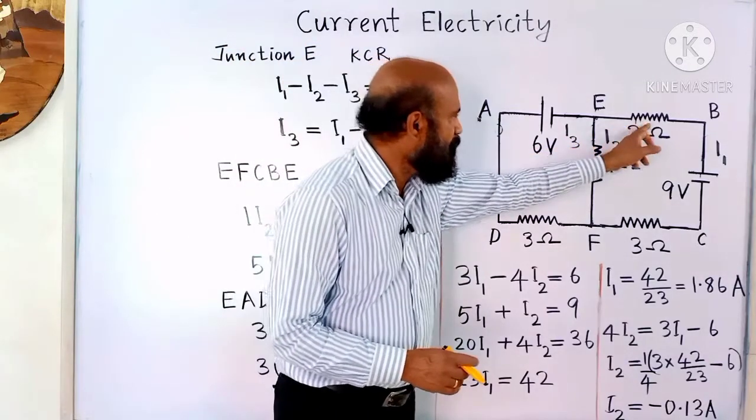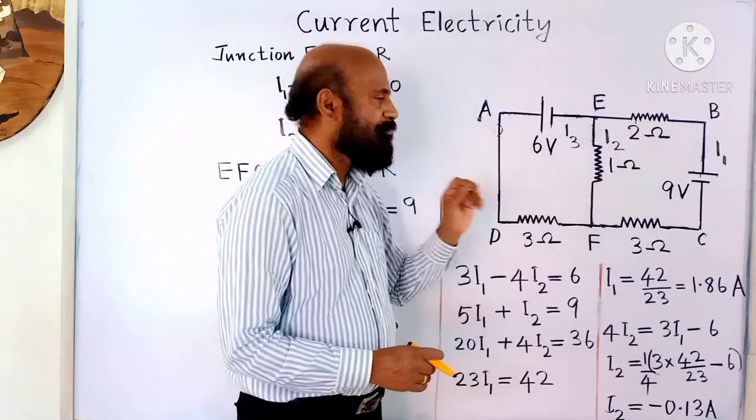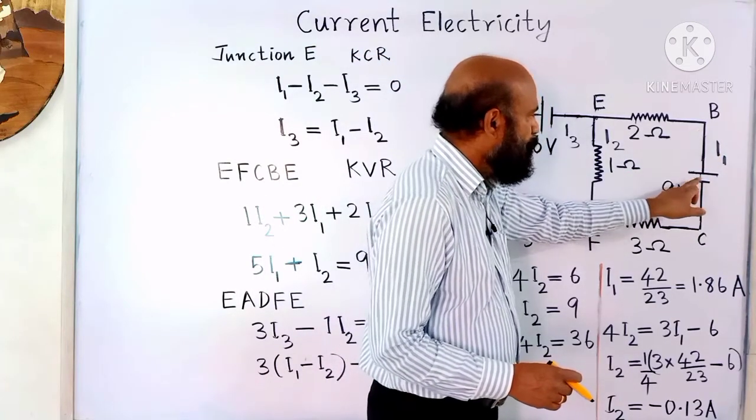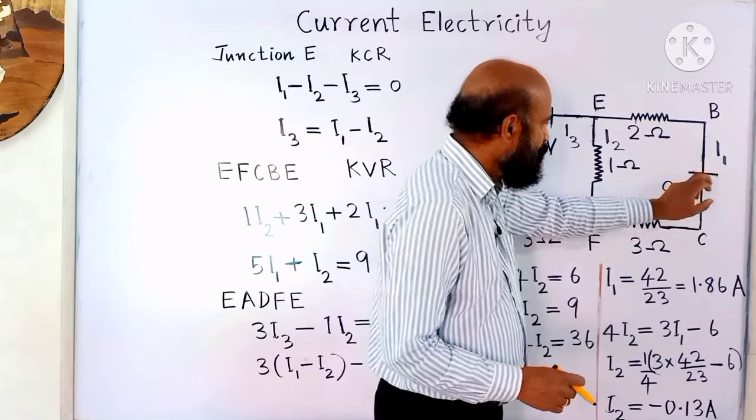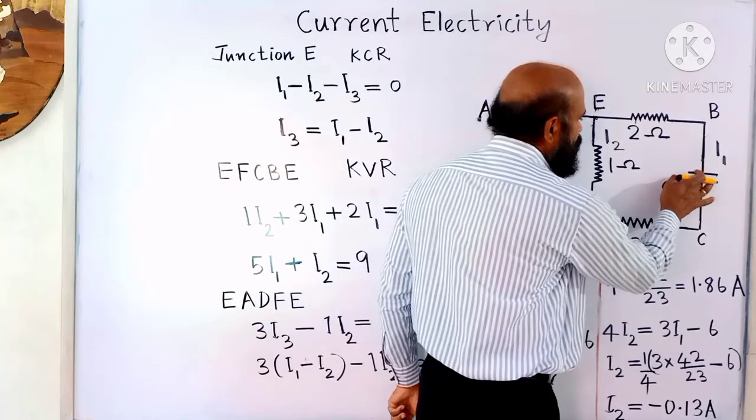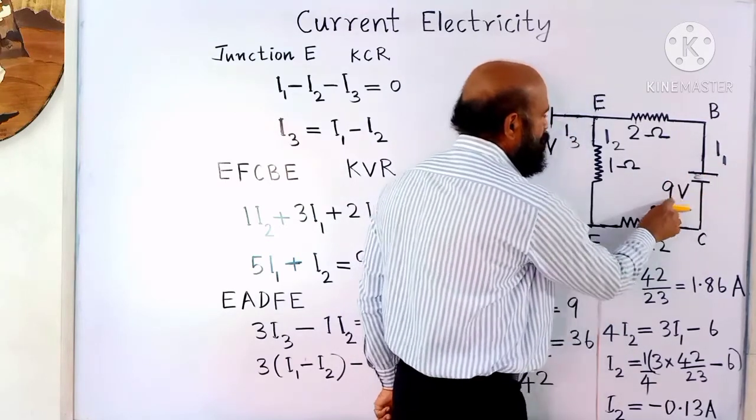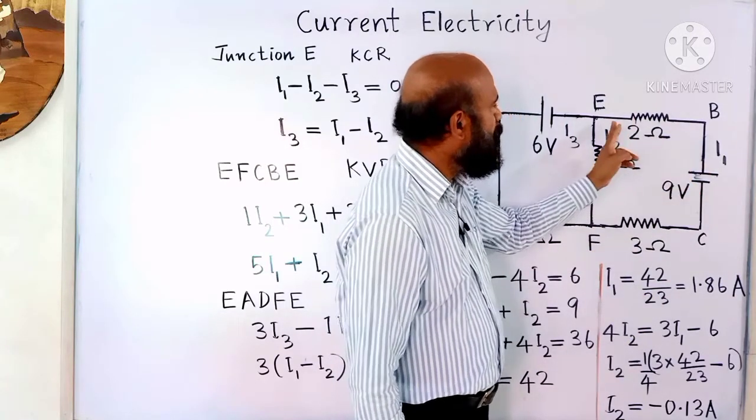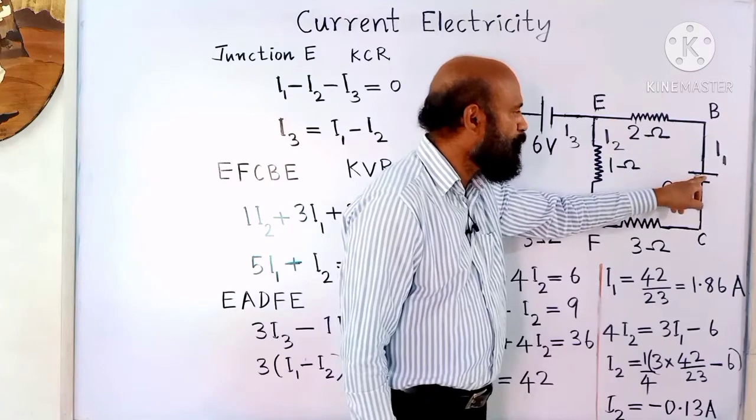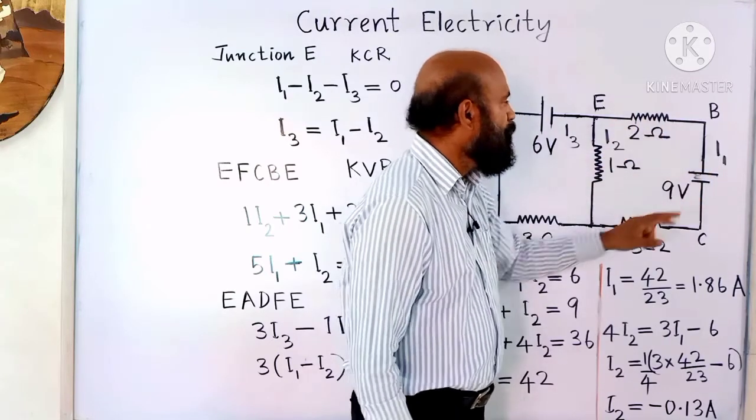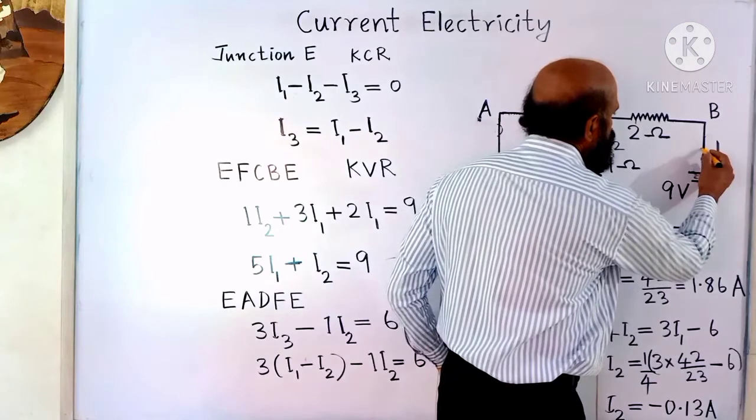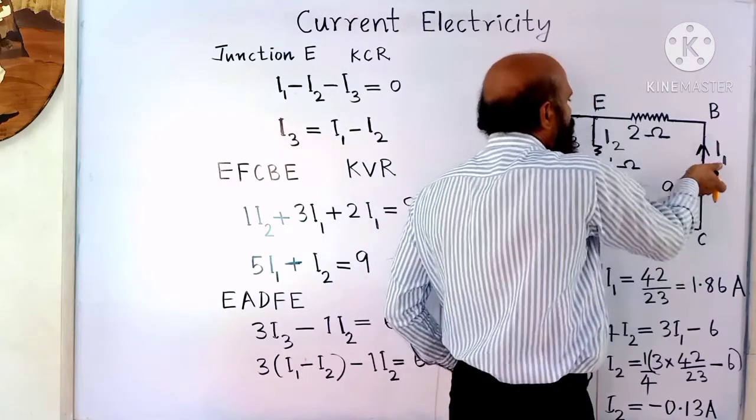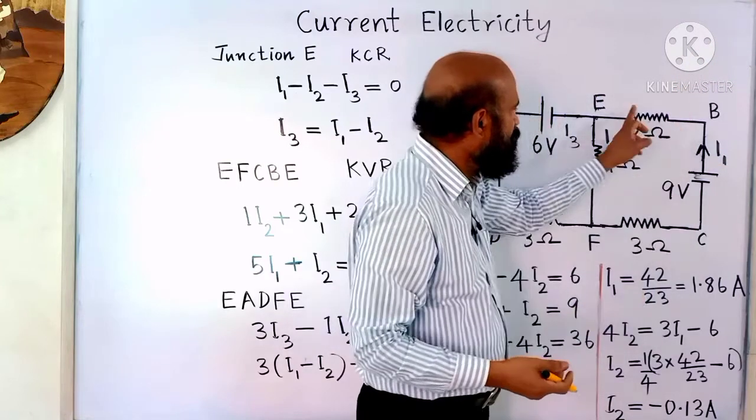What's the current here? What's the current here? And what's the current here? So let the current here be I1. From this cell we will start. This cell's EMF is 9 volt. We don't know whether the current will flow in this direction, but here is positive, so current will be flowing from positive to negative. So here we will assume the current I1 in this direction.